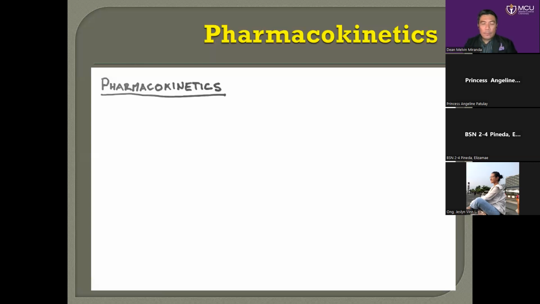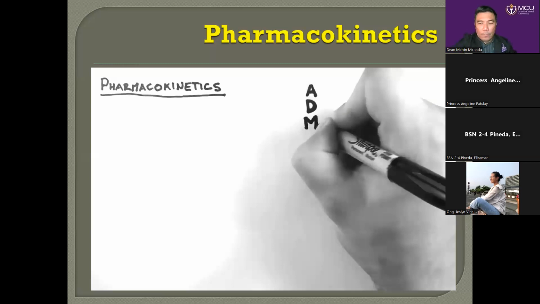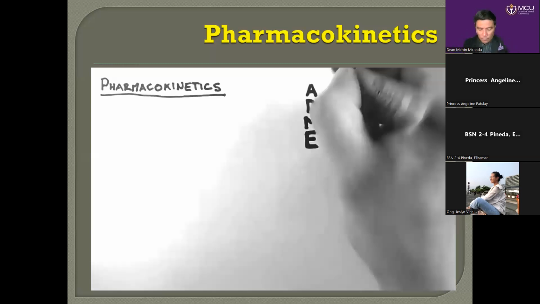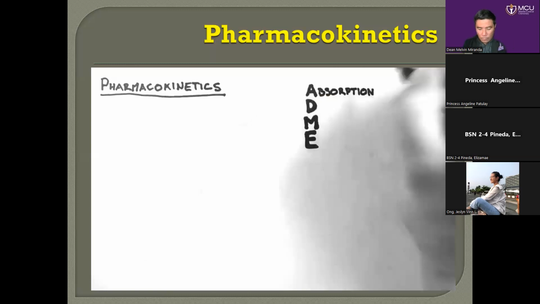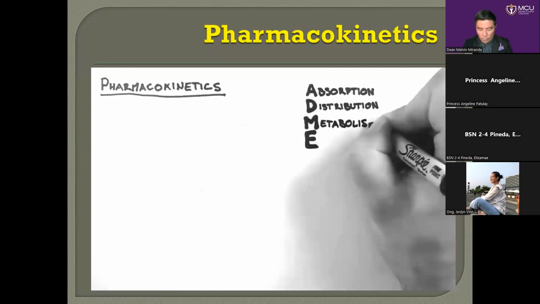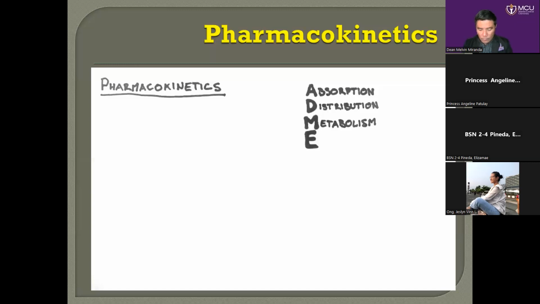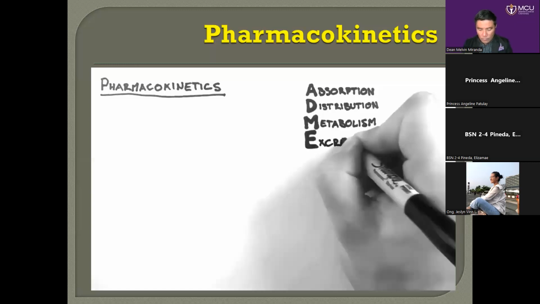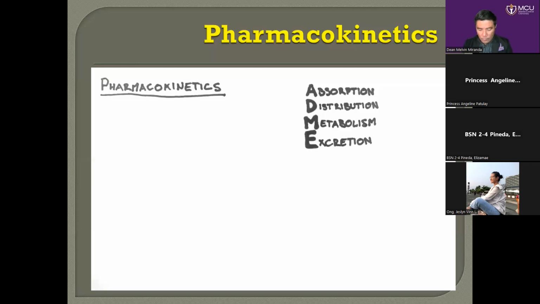So let's begin with a pharmacokinetics acronym you'll find in every textbook of pharmacology, ADME. A-D-M-E. This stands for absorption, which is how the drug gets into the body. Distribution, which is where the drug goes to in the body. Metabolism, which is how the body chemically modifies the drug. And finally, excretion, which is how the body gets rid of the drug. These are four elements we need to consider when talking about the pharmacokinetics of a certain drug.